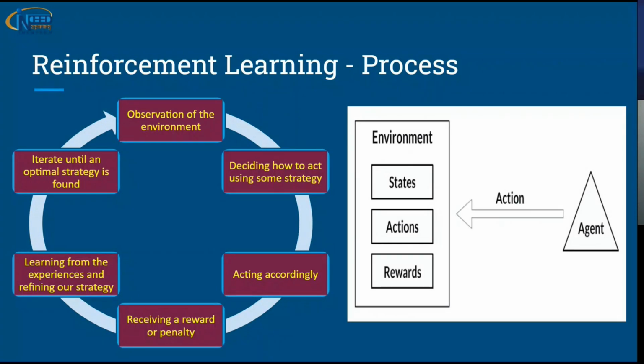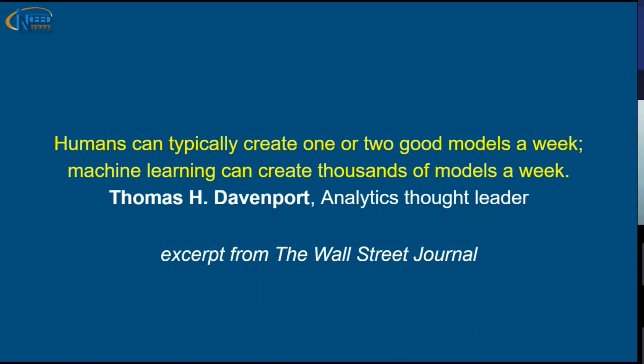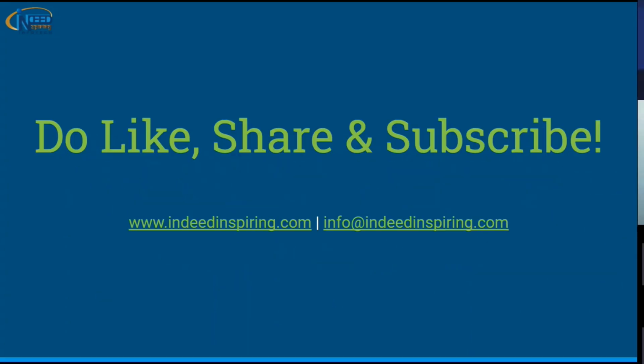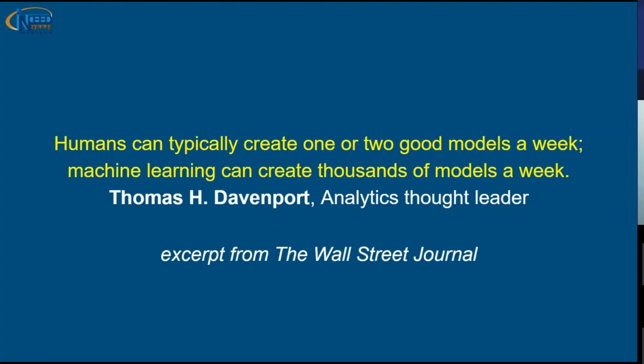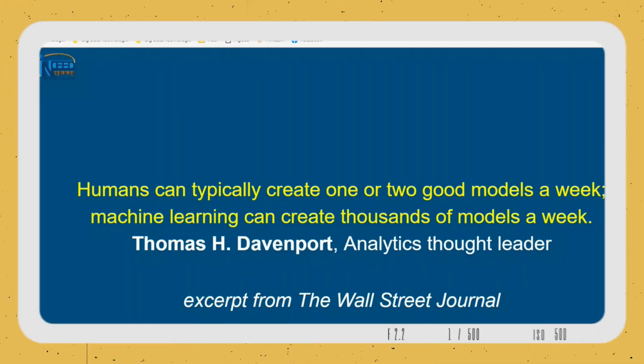Now, in this type of learning, initially the agent is naive and doesn't know anything, but over a period of time, the agent becomes an expert. So the agent gains expertise and is able to take very rightful actions. This is the third type of learning, which is reinforcement learning. Now, humans can typically create one or two good models a week. Machine learning can create thousands of models a week. That is something Thomas has said, and which is true also.